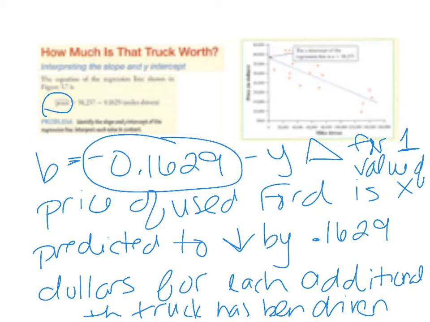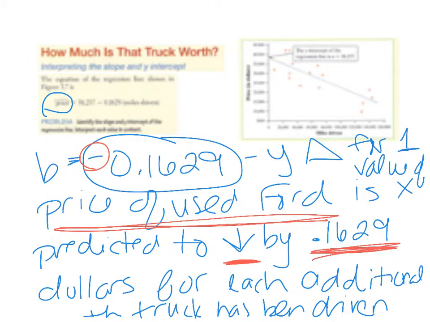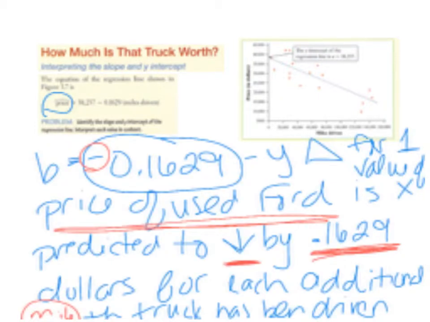You'll notice in our interpretation in context here, we've got the price of the used Ford, that's my y, that's my context. The price of the used Ford is predicted to go down, because it's negative, by 0.1629, so that's my change in y. That's how much money I think the price will go down for each additional mile, and I didn't even write mile. So there's my 1 unit right there, mile, for every 1 unit of x. So every additional mile the truck has been driven, because these trucks aren't like, this one was driven 20,001 miles and this one was driven 20,002 miles. If you look at your scale for miles here, you're going from 0 to 160,000 miles. Okay, so that's how you're going to interpret slope.